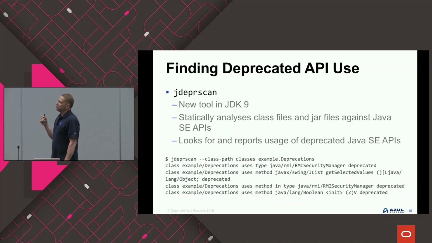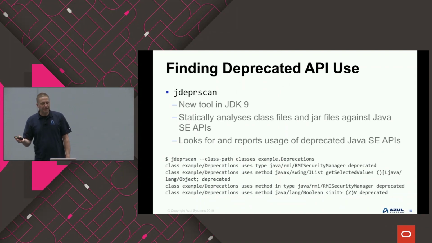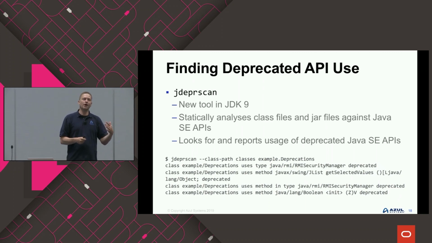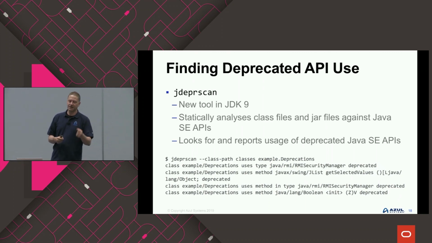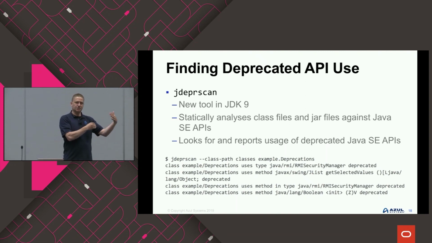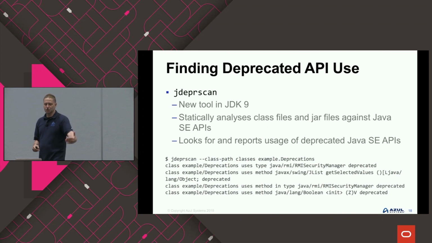Another thing that they introduced was JDeprScan, and this is the idea of being able to look at your code to find out where you have used deprecated APIs. It can do a static analysis on class files and jar files against the standard Java SE APIs, and then report back on what things you've used which have been deprecated, so that you can say, okay, if I really want to clean my code up, go back, look at all these things, and change them to whatever needs to be changed to.